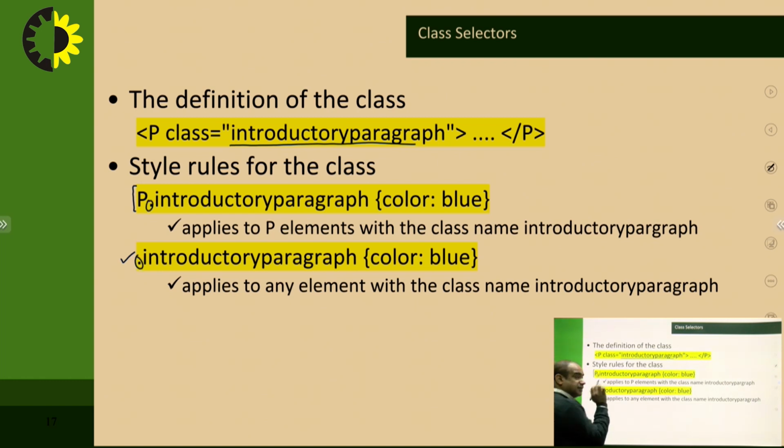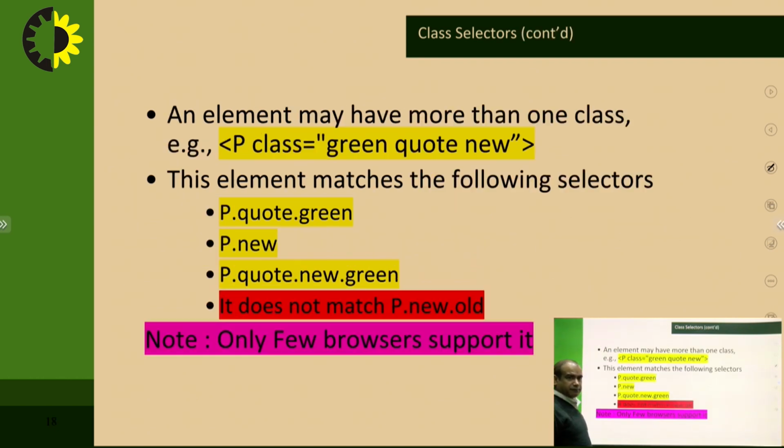This dot in CSS, we define a dot to define a class that applies to the P element with class name introductory paragraph, or it will apply to a particular element within the class name introductory paragraph. Both ways it will be applied.